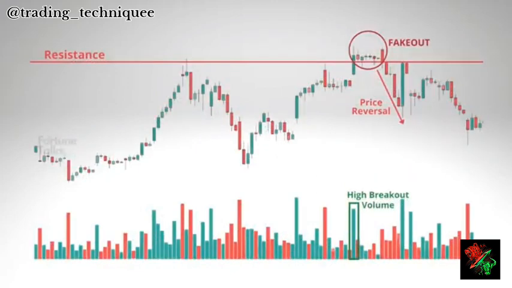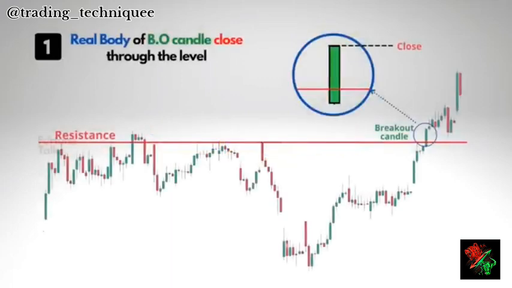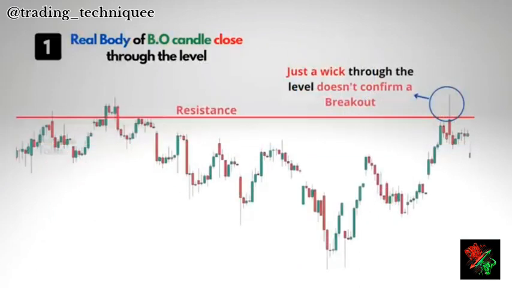Analyzing volumes was one way of identifying if it is a breakout or a fakeout. But as I have mentioned earlier, it does not work every time, and there are occasions when this idea will fail. So let us consider a few more ideas to keep in mind so as to distinguish between a fakeout or a breakout. The first thing is that you have to wait to see if the candlestick closes through the line of support or resistance, which means that the real body of the breakout candle should close above the resistance level, or the real body of the breakout candle should close below the support level, which in turn means that just a wick poking through the level is not enough to confirm a breakout.